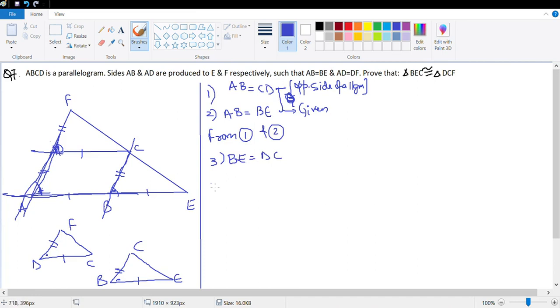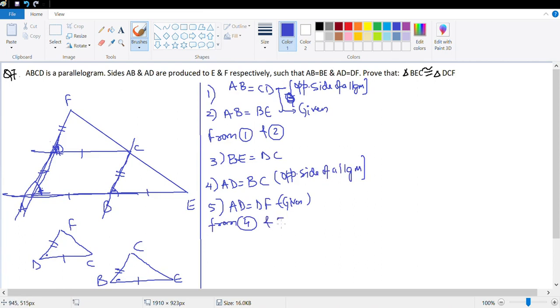Perfect. Now the next one will be AD is equal to BC, and I also know AD is equal to DF. This is given and this is the opposite side of a parallelogram. So from 4 and 5 I get DF is equal to BC. Done. So I've got two sides equal.